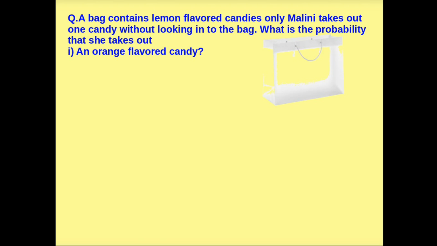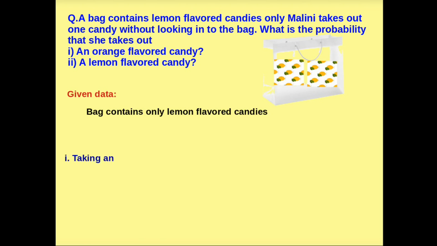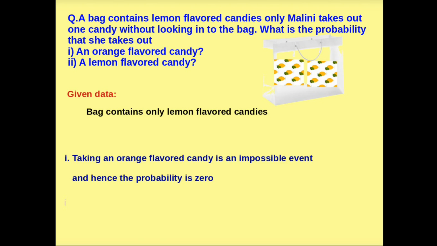Now another question. A bag contains lemon flavored candies. Please, my dear children, observe the question on the screen. Given data: the bag contains only lemon flavored candies. Now, taking an orange flavored candy is an impossible event, hence the probability is 0. Also, taking a lemon flavored candy is a sure event, and hence its probability is 1.